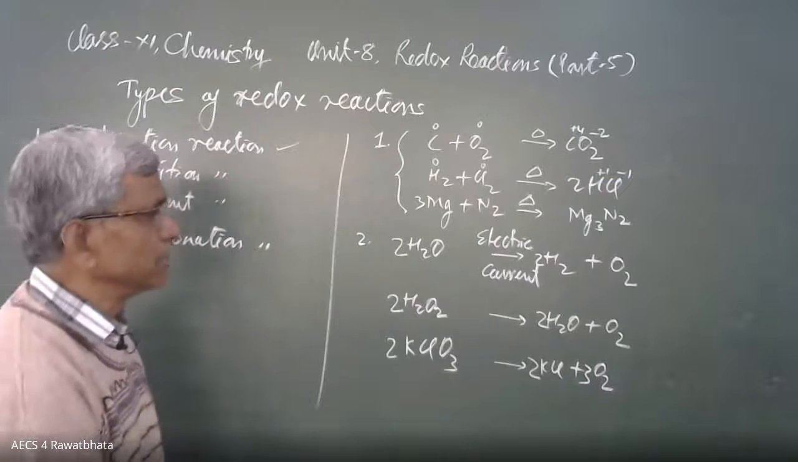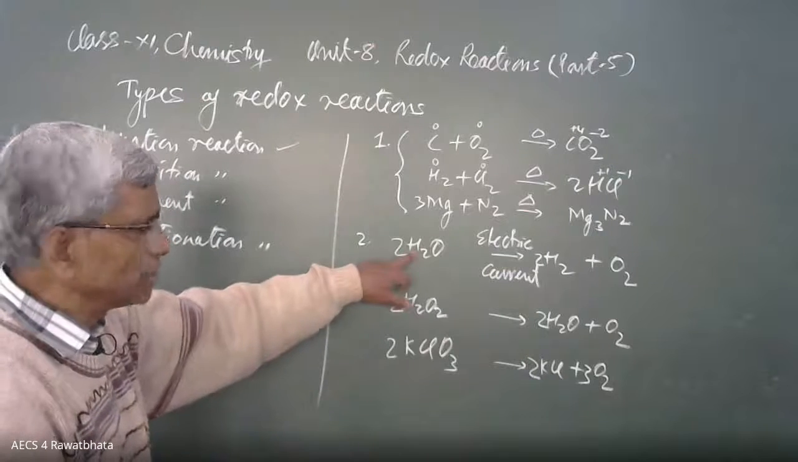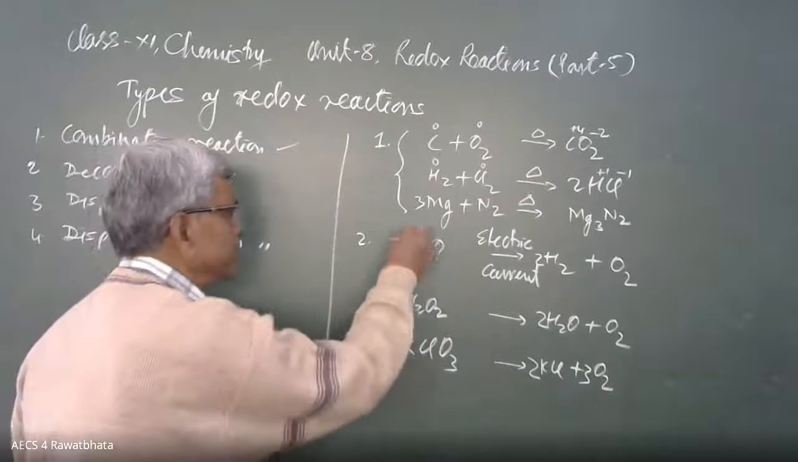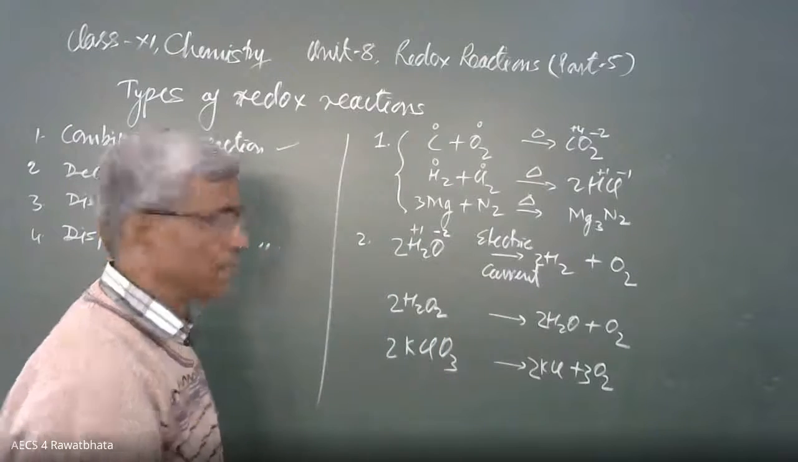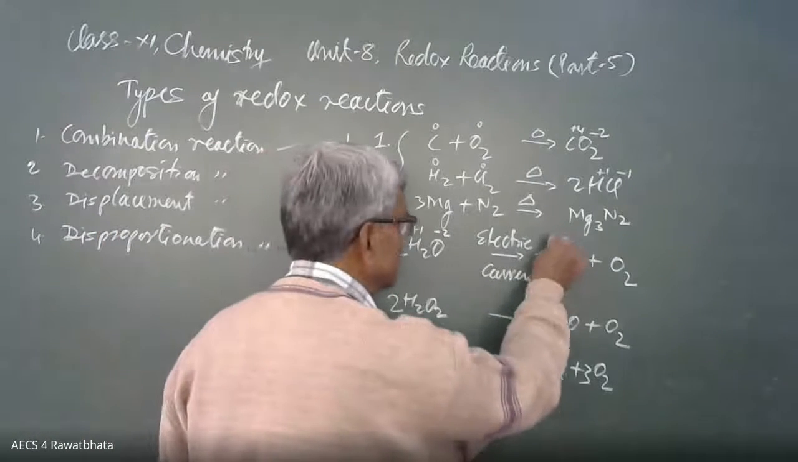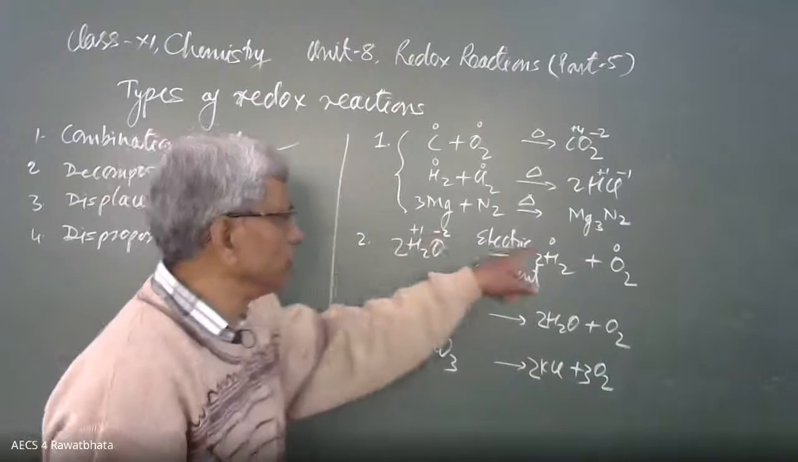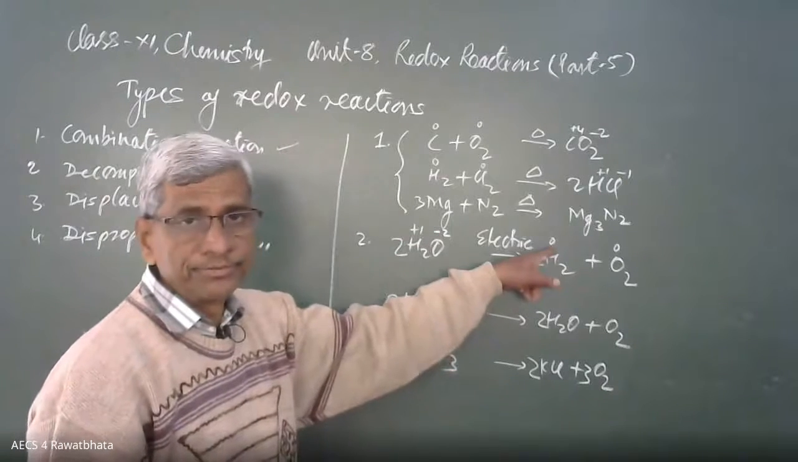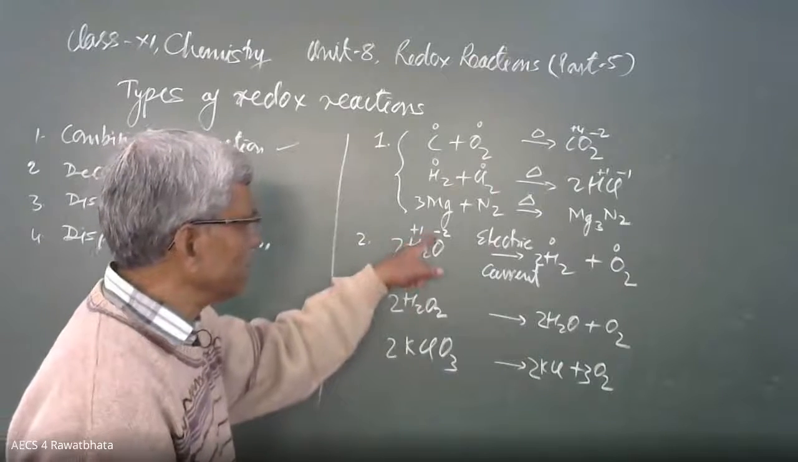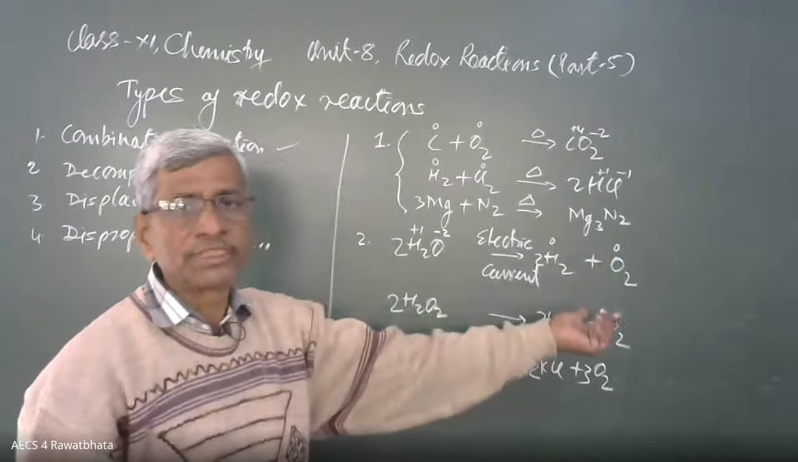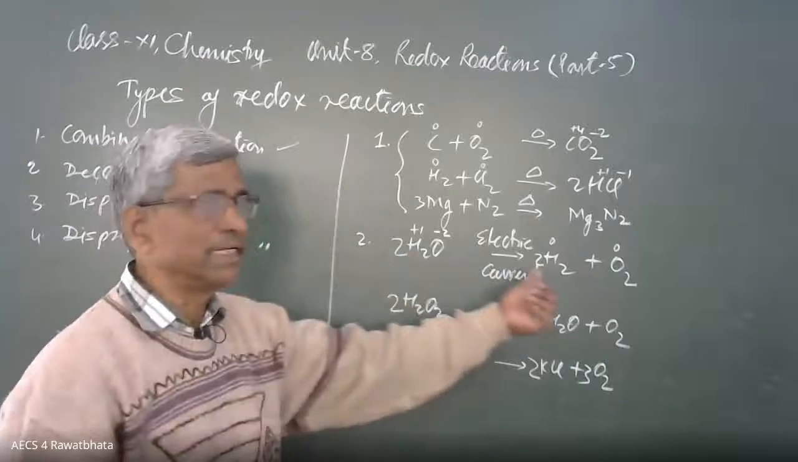You can check here whether it is a redox reaction or not. Here hydrogen oxidation state is +1. Oxygen oxidation state is -2. Here hydrogen oxidation state 0, oxygen oxidation state 0. From +1 to 0, this is the reduction, decrease in oxidation number. From -2 to 0, increase in oxidation number. That is the oxidation part. It is a redox reaction.